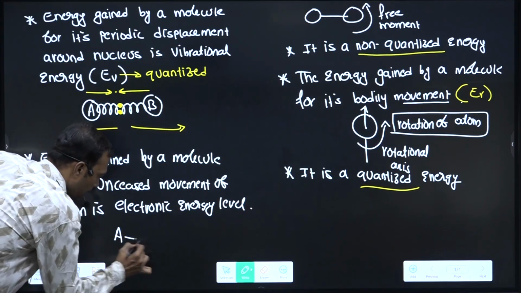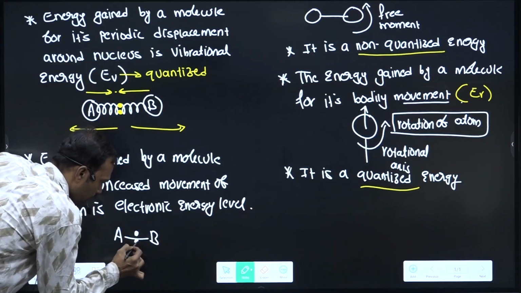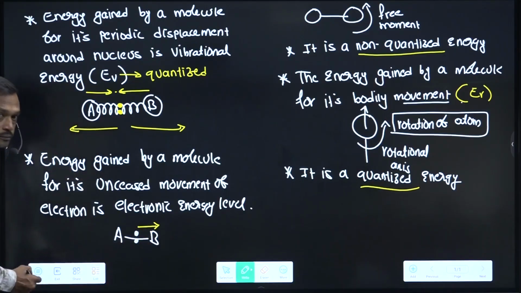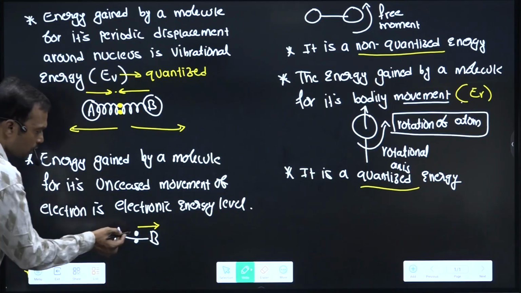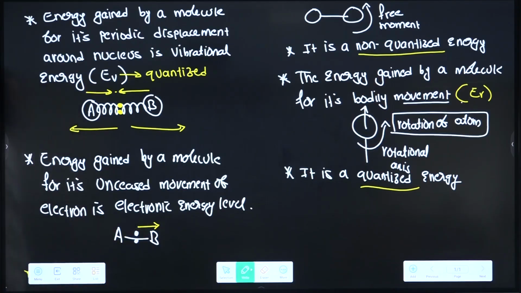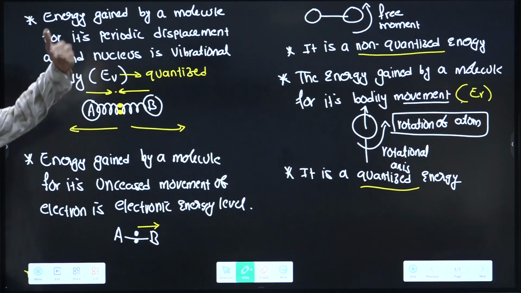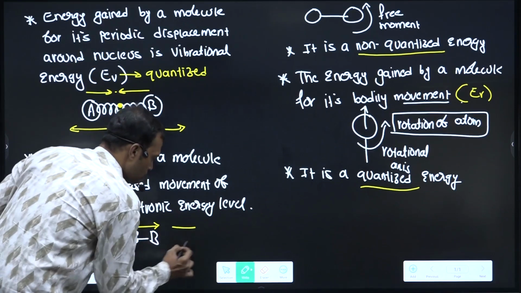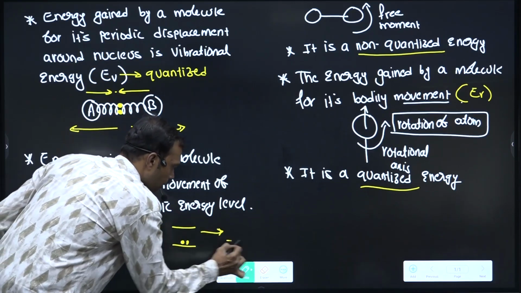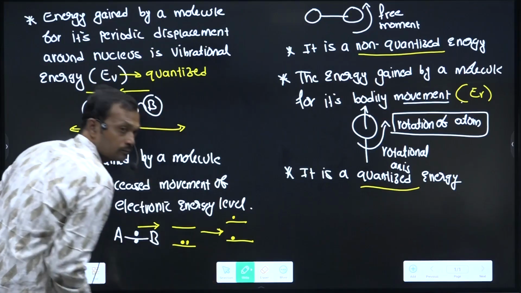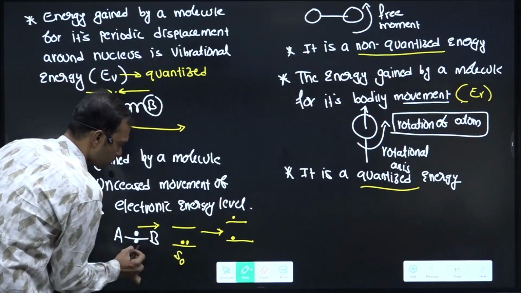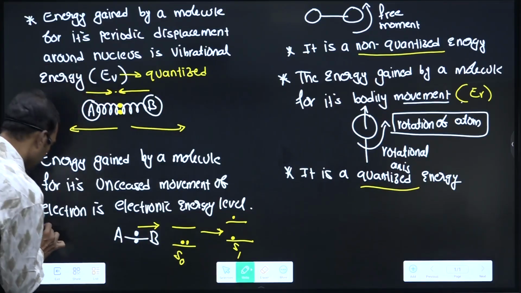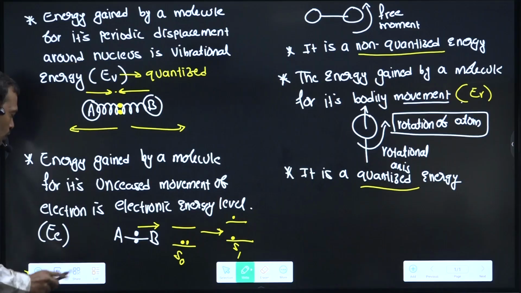Now energy gained by a molecule for its unceased movement of electron. Suppose I take A and B having an electron over here. Now this electron is moving towards the right side, excited. It is excited, moving towards B side or towards the S1 state. HOMO to LUMO. Electronic energy level. So this is ground state. After photochemical excitation it will be excited from here to here. This is the S0 state, and now this becomes the S1 state. This is represented by EE. It is also quantized.